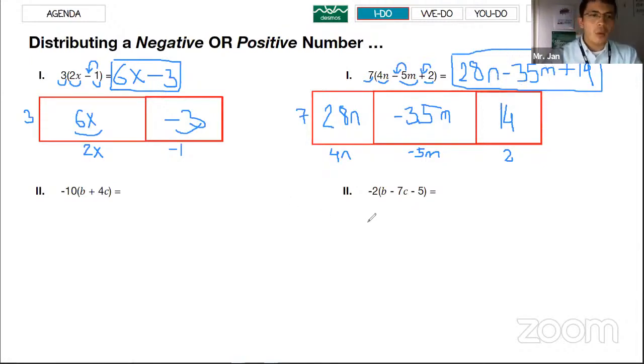So now let me show you another way to do this, without using a tape diagram. For the second example, the first number is a -10, right? Distributing means multiplying the number outside of parentheses with everything inside of parentheses. So -10 times b and -10 times 4c. This is how you do it.